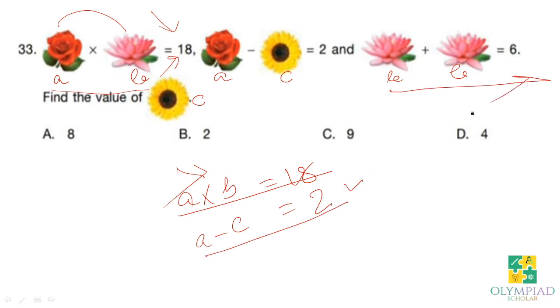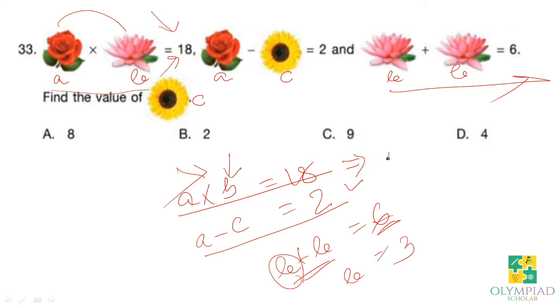Okay, let's check the last equation, which is B plus B equals 6. See, 2B is worth 6, so 1B will be half of it, 3. So B is 3. If we put the value of B here, this equation becomes A into 3 equals 18. What should you multiply with 3 to get 18? It has to be 6. 6 threes are 18. So A is 6.